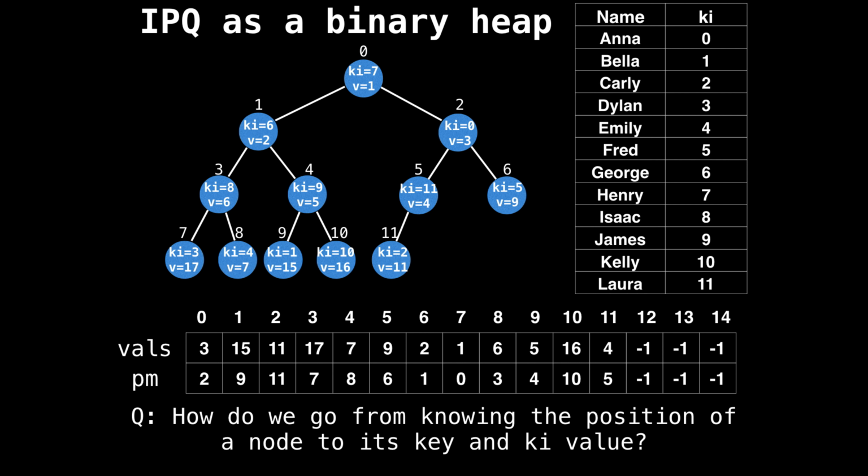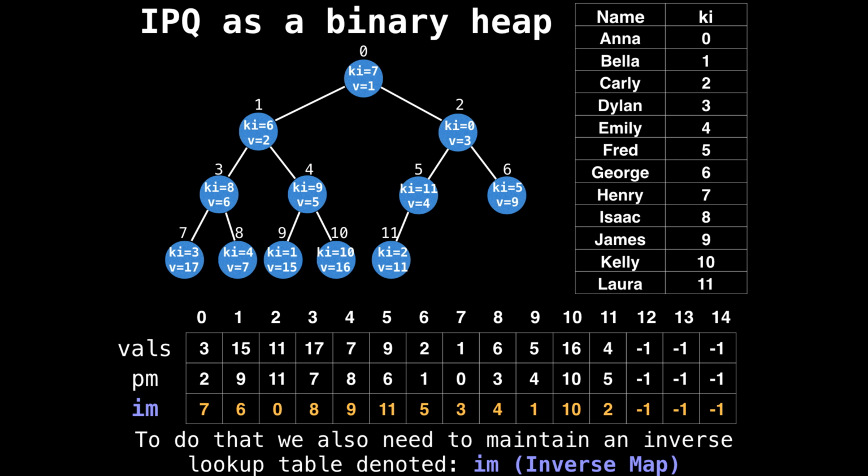Great. Now we know how to look up the node for a given key, but how do we find the key for a given node? This inverse lookup will prove to be a very useful operation. Say you want to know which key is associated with the root node at index 0. Well, you need to be able to do an inverse lookup to figure that out. To do the inverse lookup from node indices to keys, we'll need to maintain an inverse lookup table. I will denote this lookup table as IM, short for inverse map.